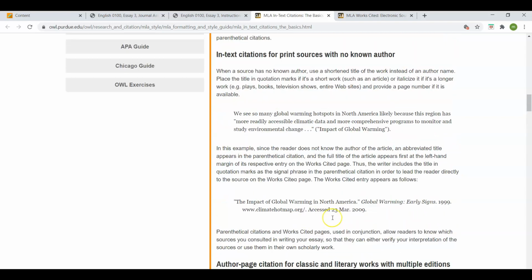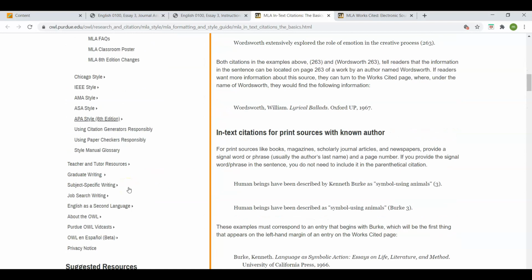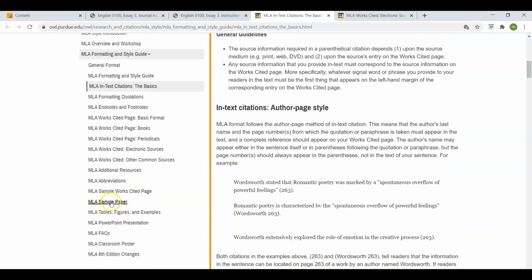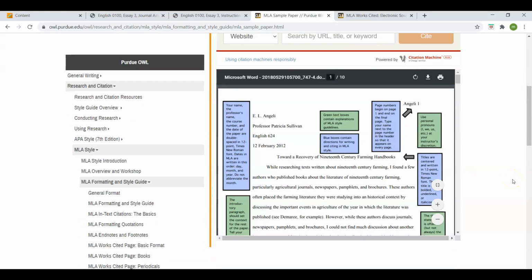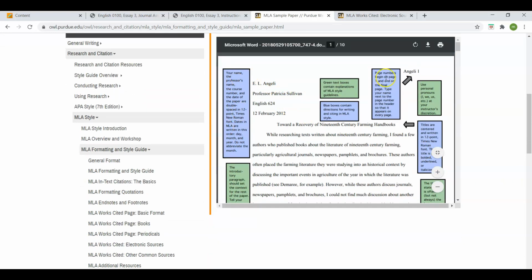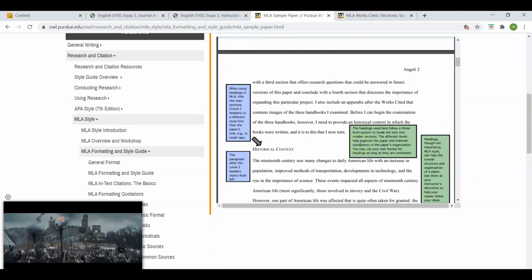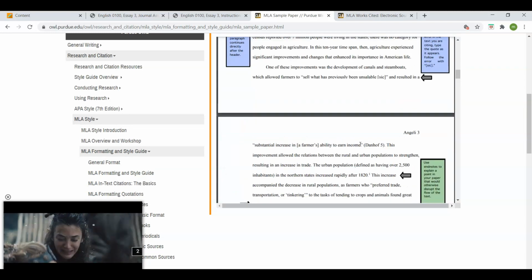Okay. I want to show you, let's see if I can. Let me see if I can do it. Yeah, MLA sample paper. Okay. All right, here it is. And please don't mind all these boxes around it, okay? In this paper, let's see if it's a good, yeah.